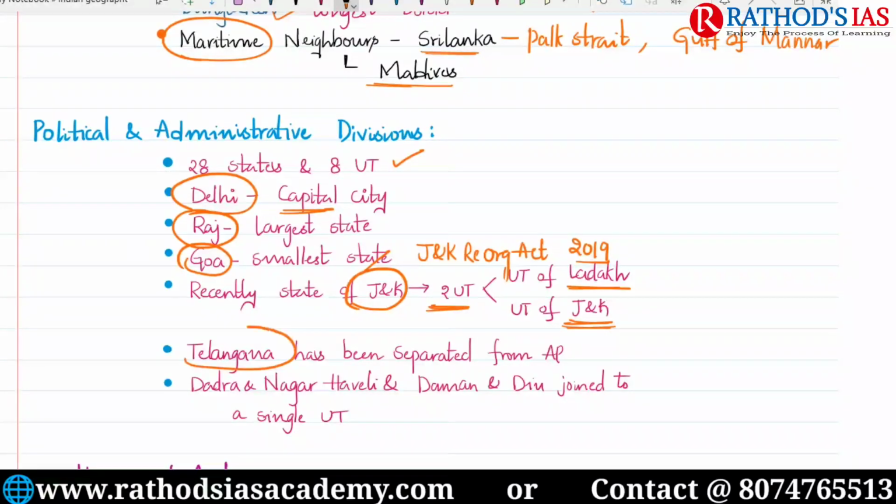And Telangana has been separated from AP, and 2 union territories joined together to form a single union territory now, that is Dadra and Nagar Haveli and Daman and Diu. So these are the political and administrative divisions.